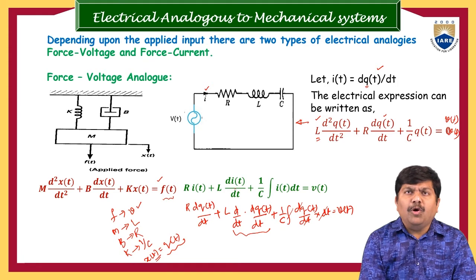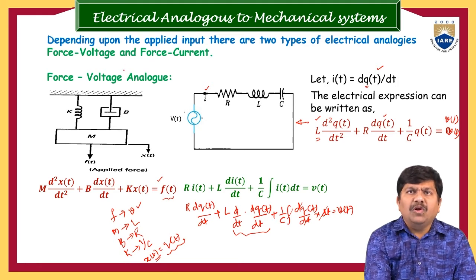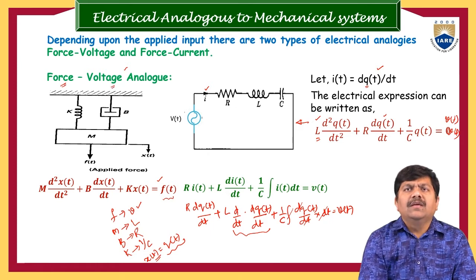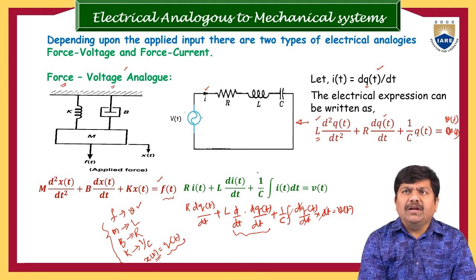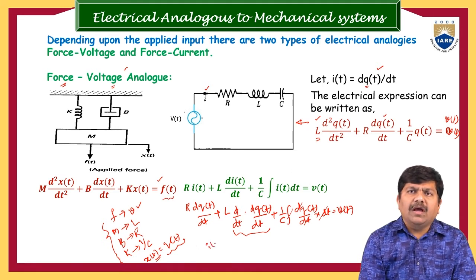One more important thing: in the force-voltage analogy, if we assume force is equivalent to voltage, these are the sets of parameters equivalent to each other that we can get by comparing the mathematical equivalents. In addition, I also want to calculate some other parameters. What about i(t)? What is this i(t)? On this expression, x(t) is equal to q(t), so if you take the differentiation, dq(t)/dt is nothing but the current.